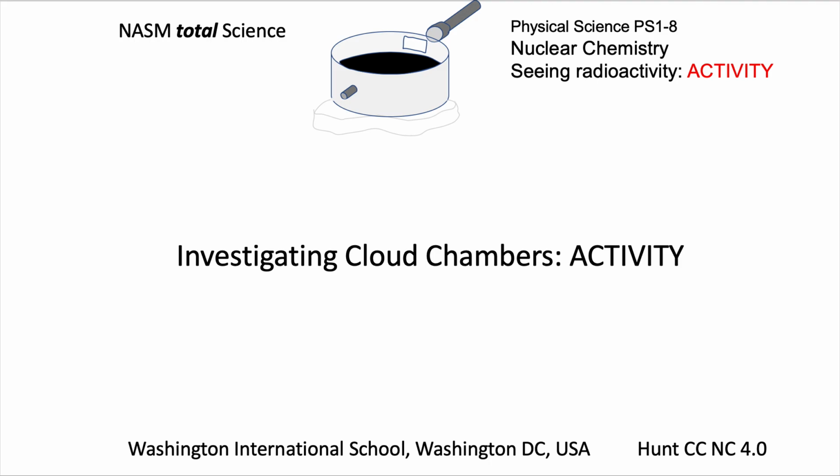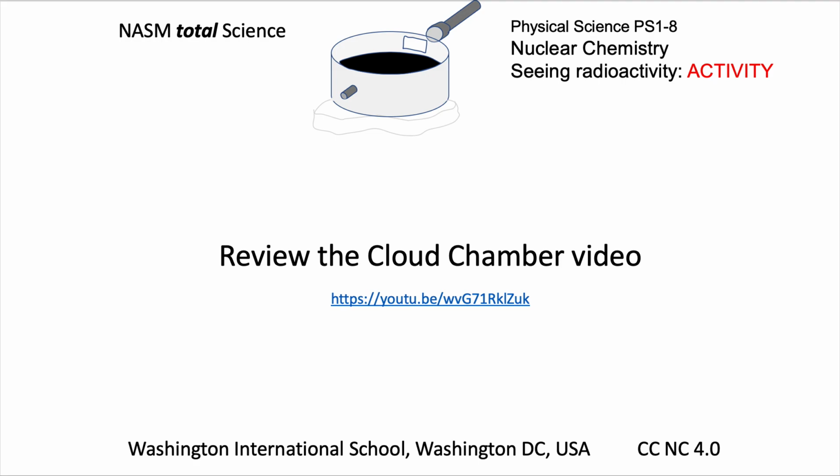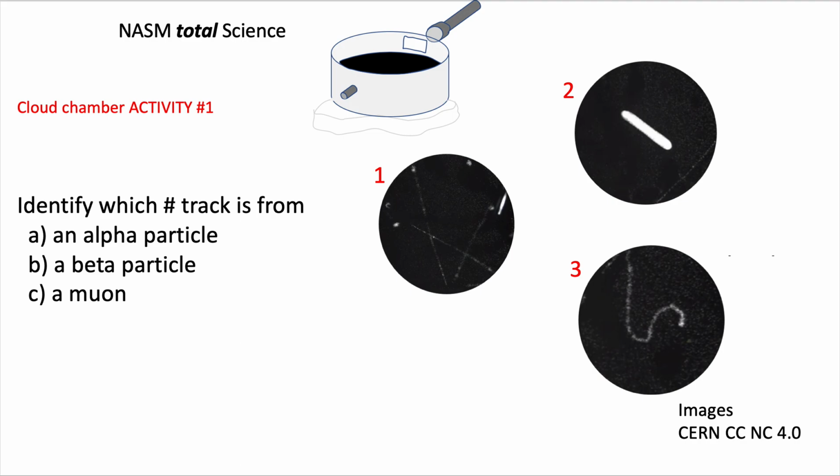To look at some activities about the cloud chamber and indeed about radioactivity in general as well. So the first thing is review the cloud chamber video, same source if you've got it, or the link is there. And the first question is identify the diagrams of 3 possible tracks that you'd see in a cloud chamber, and give a number by each of A, B and C.